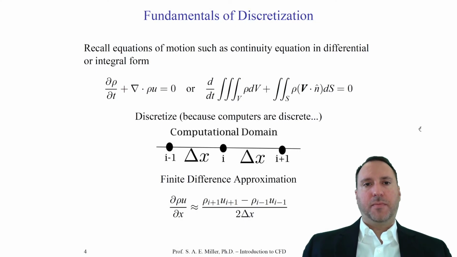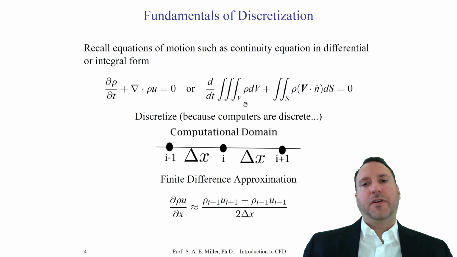Let's look at the most fundamental concept of discretization of these equations. Remember that our equations are generally written in the form of partial differentials, like on the left, which is the conservation of mass equation in the Navier-Stokes equations. Here, it's a compressible form of the equations.